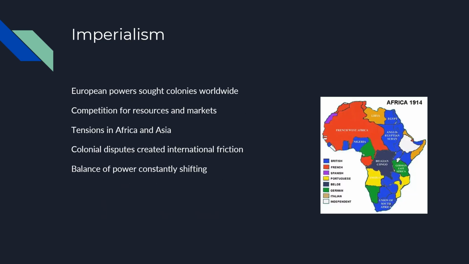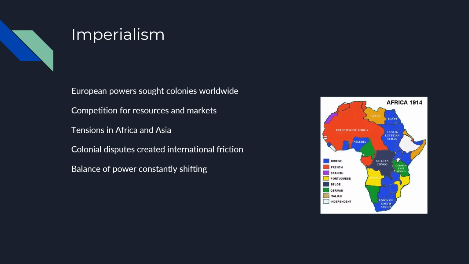Now, the other one, and one that you guys at this point are well aware of, is imperialism. And so European powers are seeking colonies worldwide in order to both sell their goods to, because of this industrial revolution, but also to gain resources from. This is creating a lot of competition for resources and markets. And at some point, this is going to create not just business tension, but also geopolitical tension that may turn into fighting. And so there's a lot of tensions existing within Africa and Asia as these different countries are trying to gain an advantage.